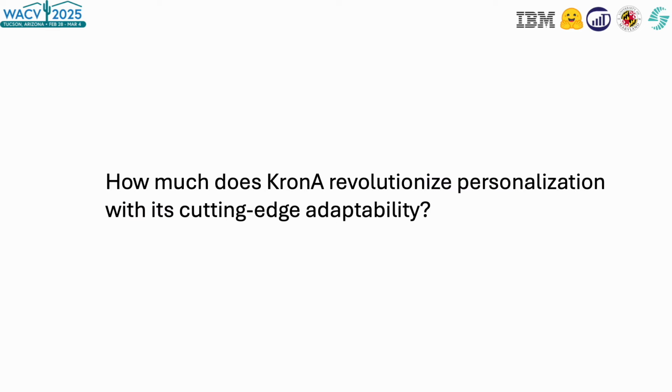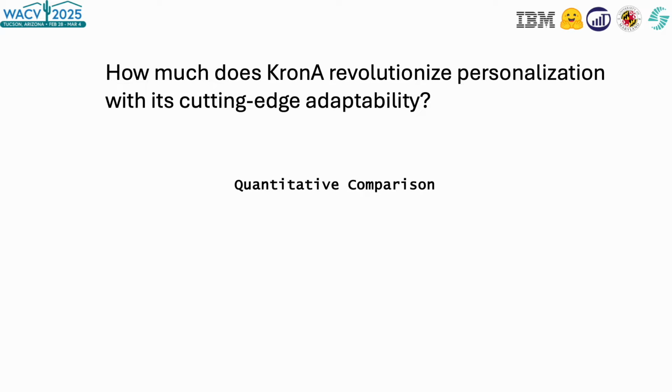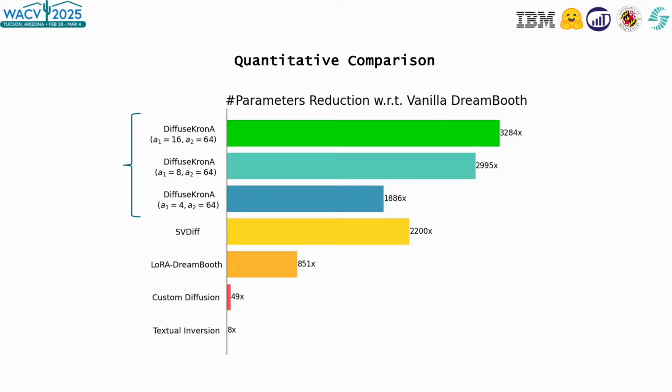You might be wondering, how well does it actually perform? The answer is clear. The numbers speak for themselves. Let's look into the quantitative analysis of DiffuseKronA as compared to other methods. Observe DiffuseKronA. With configurations like 16 and 64, it already achieves superior parameter efficiency.